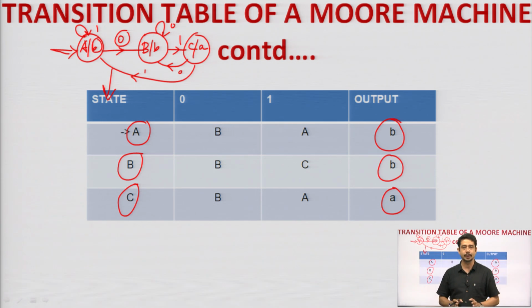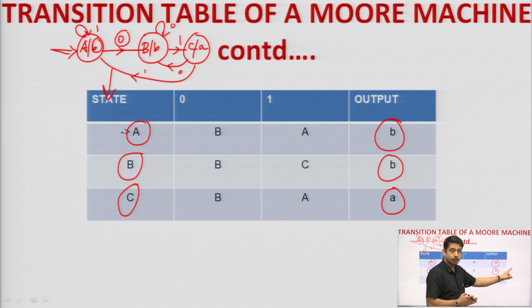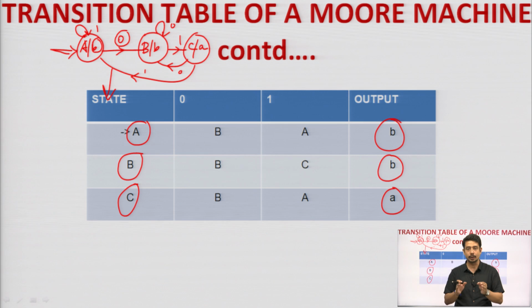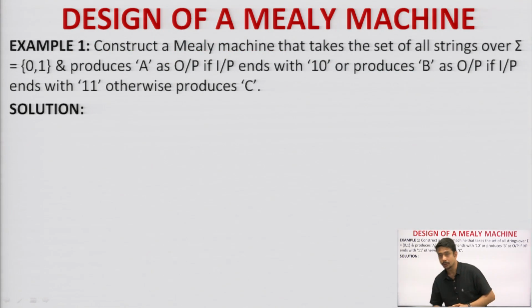It is very simple, but I am trying to explain to you that whenever A on input 0 is going to state B, output is somewhat and state A output is somewhat, but it is not mandatorily possible that all the time these states' outputs will be similar. So, that is why in the output column, you need to compare the states which are present and that state's output should be mentioned over here. Clear? Now, let us go into the next example, design of a Mealy machine.